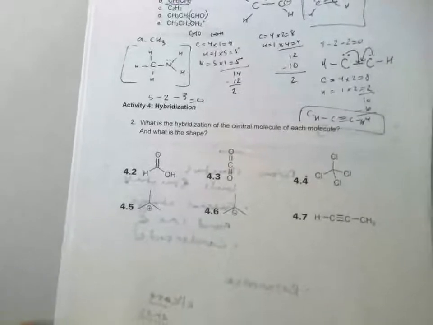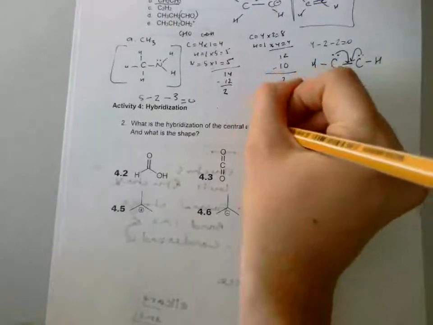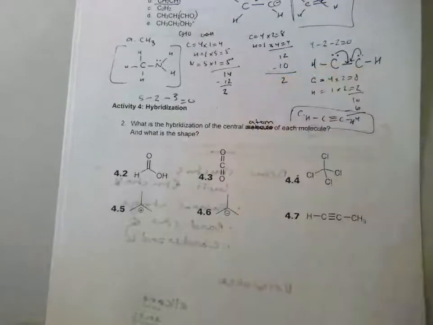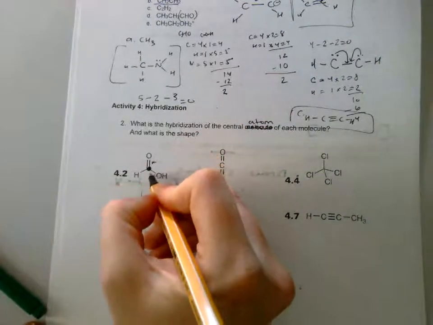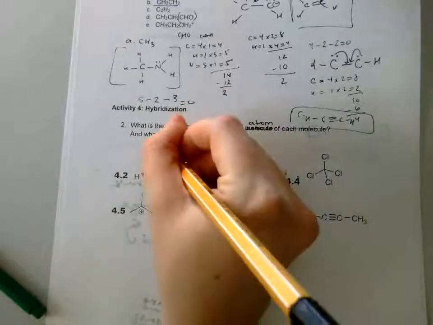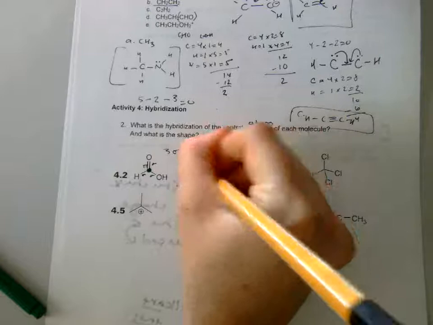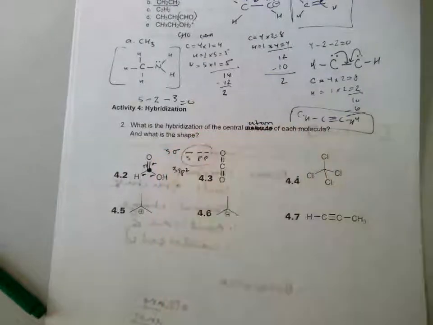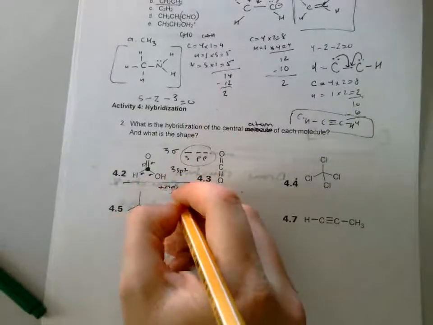So what's the hybridization of the central atom of each molecule, and what's the shape? So the central atom here is this carbon. So I'm going to look for sigma bonds around it. Here's 1 sigma bond and 2 and 3. The double bond is a pi bond. So we have 3 sigma bonds. So we need 3 hybrid orbitals. So that would be 1 s and 2 p's combined to make 3 sp2 orbitals. So this is sp2 hybridized. And the shape for that is trigonal planar.